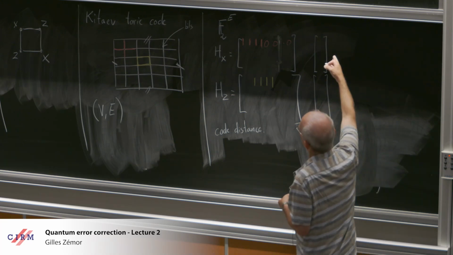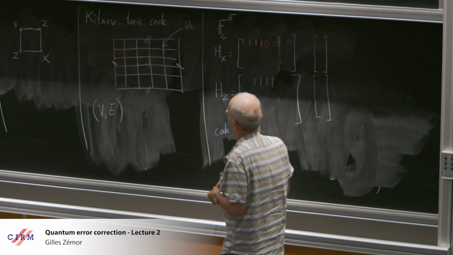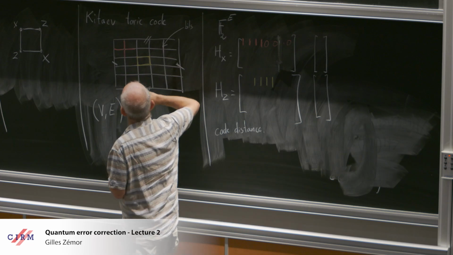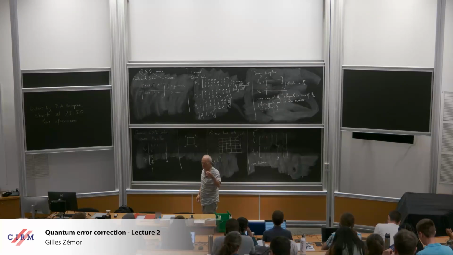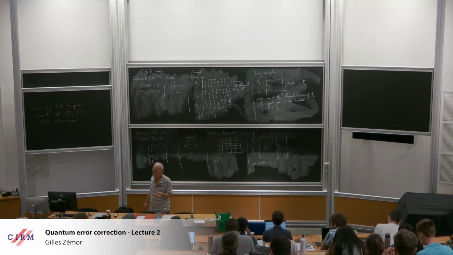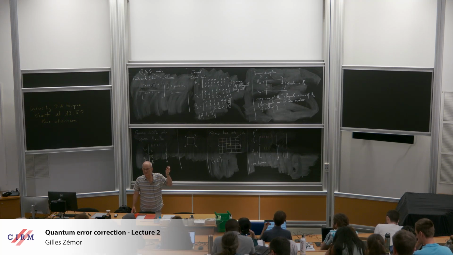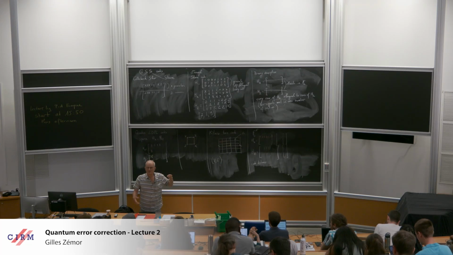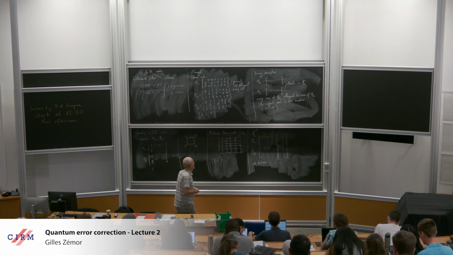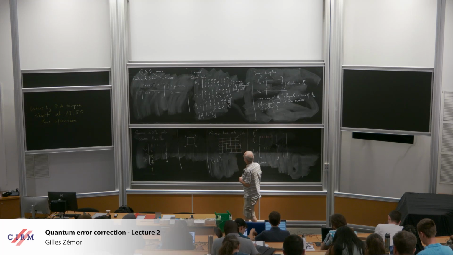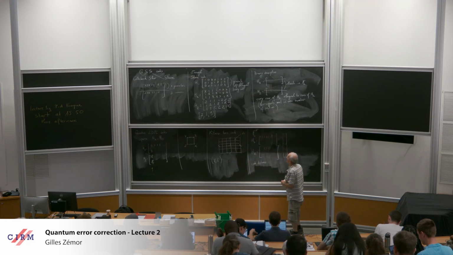So let me focus on Hx. Now, Hx, the way it's defined, it's nothing but the cycle code of this graph. It's a parity check matrix for the cycle code of this graph, the one that we defined before. So in classical terms, code words are just cycles of the graph. They're the ones with zero syndrome.